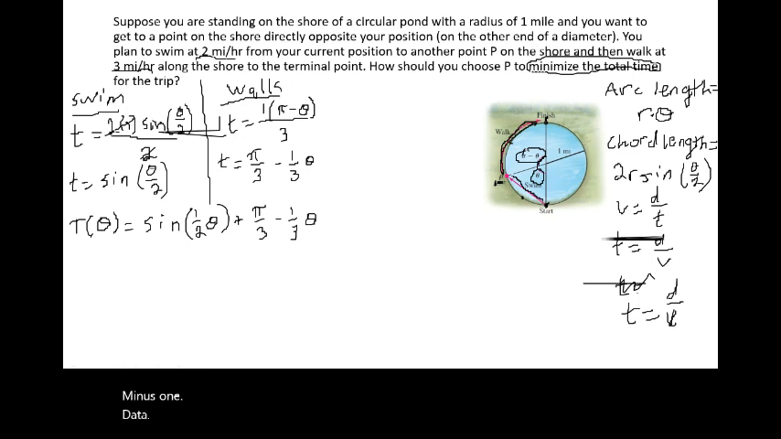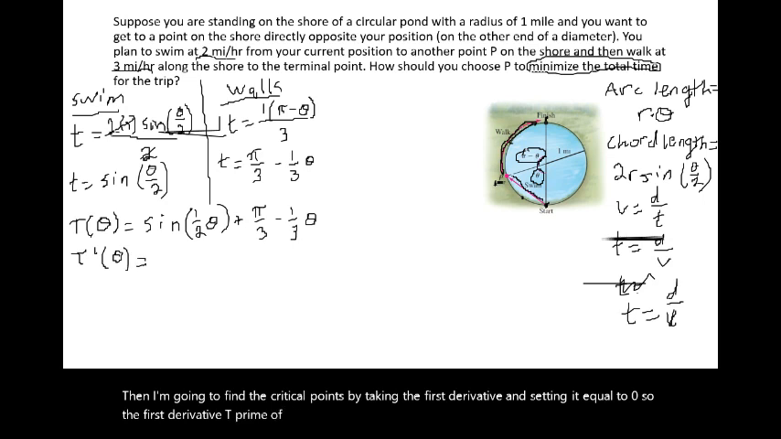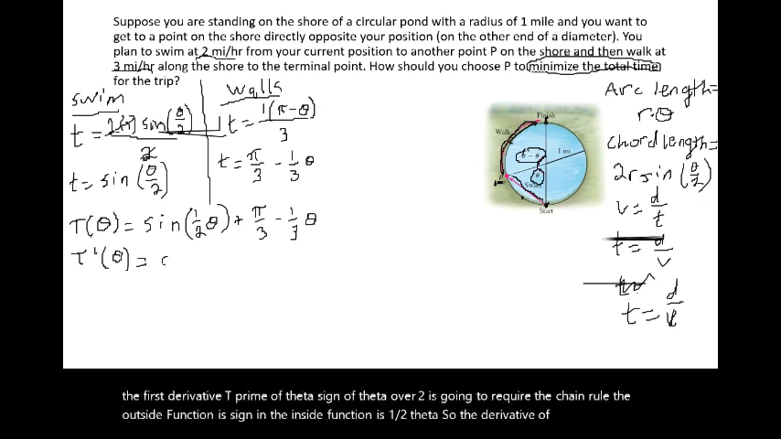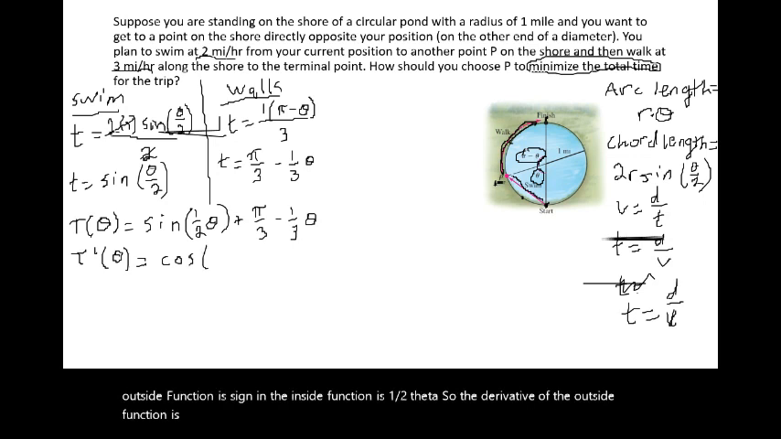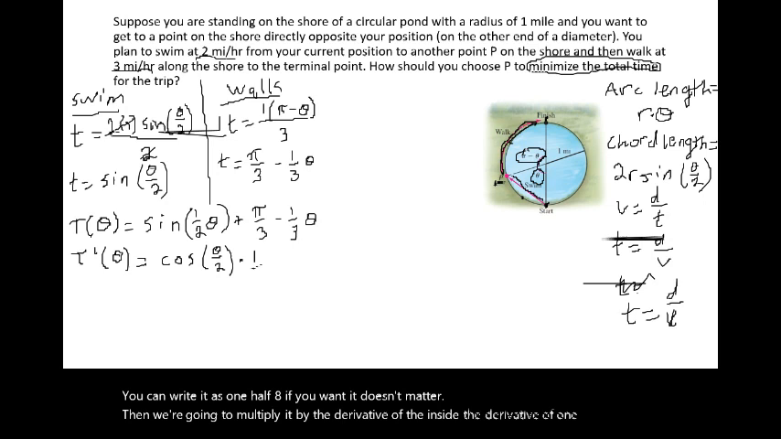Then I'm going to find the critical points by taking the first derivative and setting it equal to 0. So the first derivative, t prime of theta. Sine of theta over 2 is going to require the chain rule. The outside function is sine and the inside function is 1/2 theta. So the derivative of the outside function is cosine of the inside left alone. You can write it as 1/2 theta if you want. It doesn't matter. Then we're going to multiply it by the derivative of the inside. The derivative of 1/2 theta is 1/2.